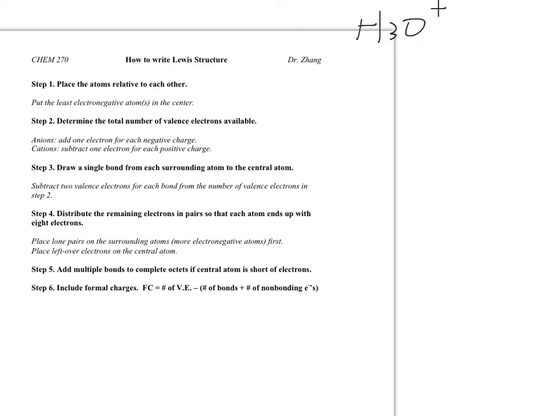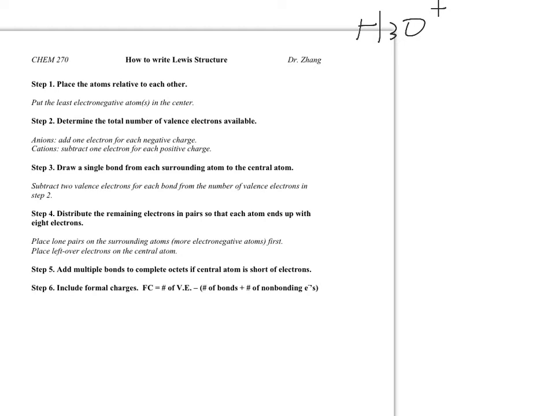Step 1. When you have a molecule, you need to first place the atoms relative to each other. General rule of thumb, put the least electronegative atoms in the center. In organic chemistry, carbon, nitrogen, oxygen are often the central atoms. Hydrogen and halogens are often the surrounding atoms.